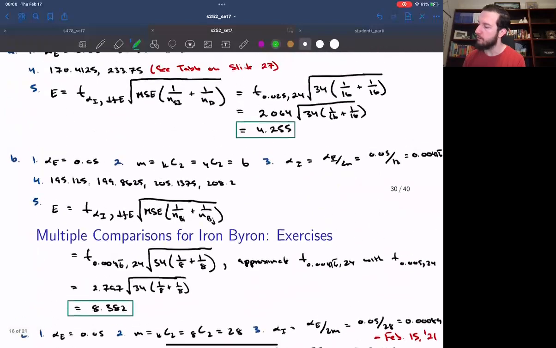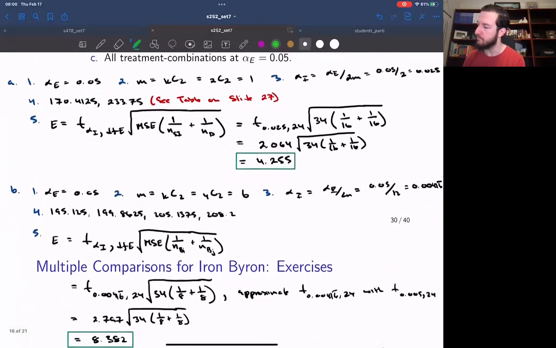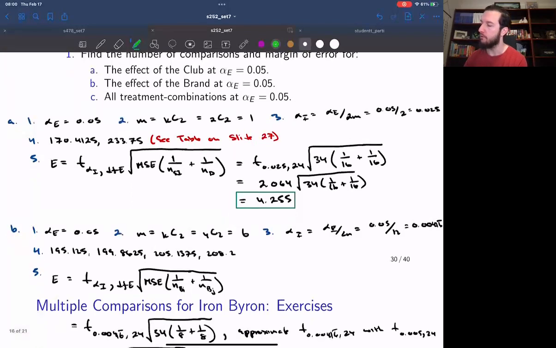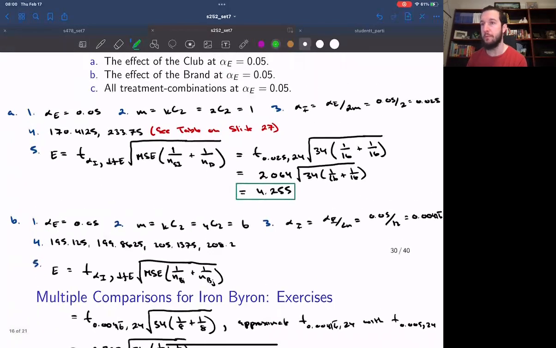We are working through an illustration where we are computing the margins of error for the multiple comparisons that fall out of a two-way ANOVA. So in a two-way ANOVA, we have two main effects and we have an interaction effect. So that means that we can have multiple comparisons for each of the main effects and the interaction effect.